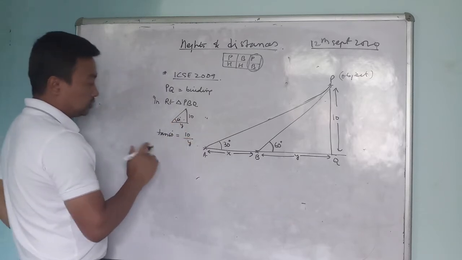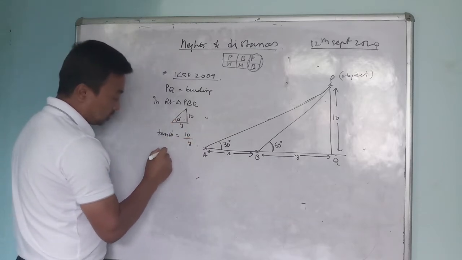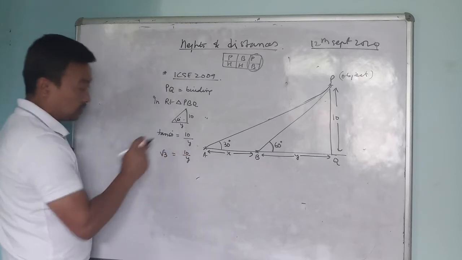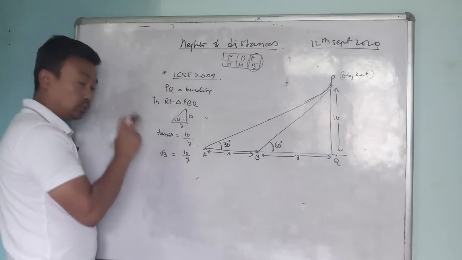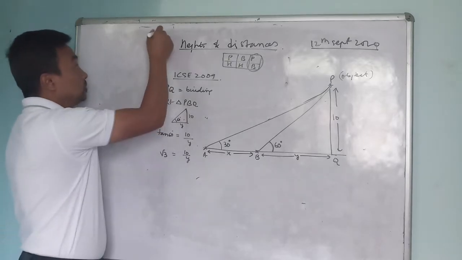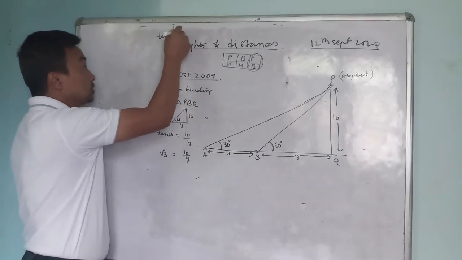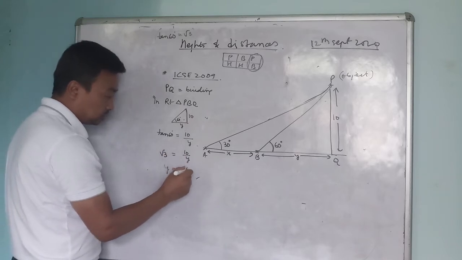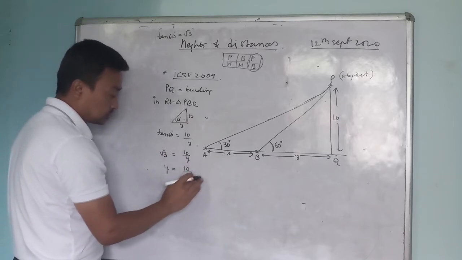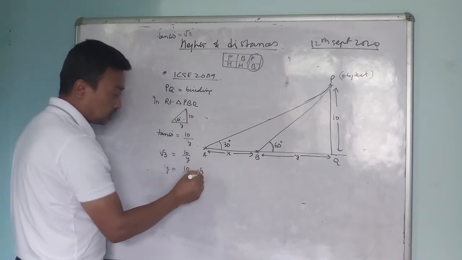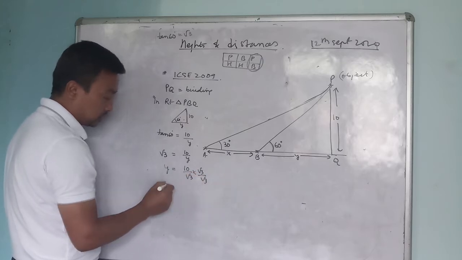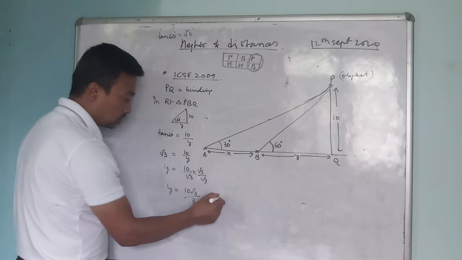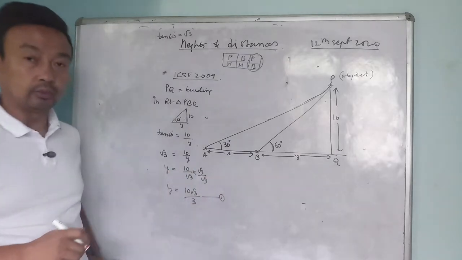So what is the value of tan 60? Root 3 equals 10 upon y. You have to know this root 3 which you have learned in class 9. So please remember this, tan 60 is root 3. After doing cross product you get it like this. Let us rationalize this so it becomes easy for you to solve. Keep this as equation number 1.